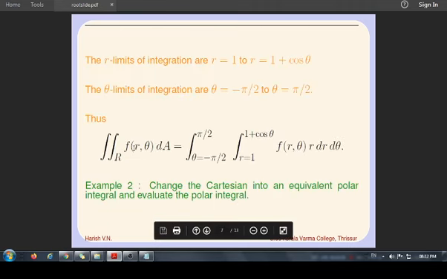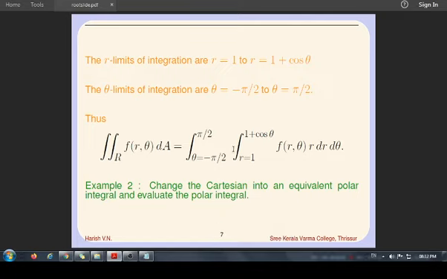So the double integral over R of f of r comma theta dA is equal to, first you evaluate with respect to r, integrate with respect to r. So r equal to 1 to r equal to 1 plus cos theta, f of r comma theta, r dr. That expression you integrate with respect to theta. So theta from minus pi by 2 to pi by 2. Hope you understand.